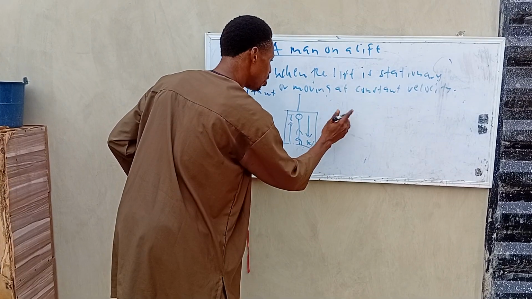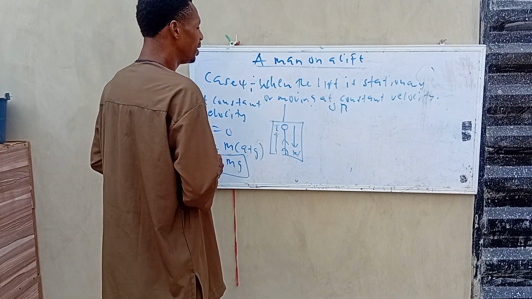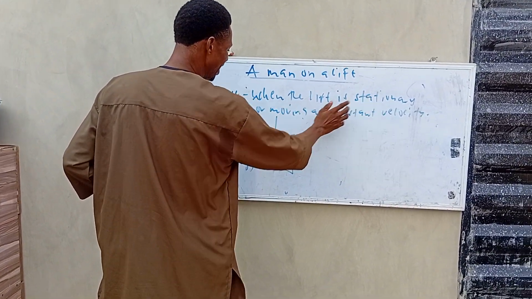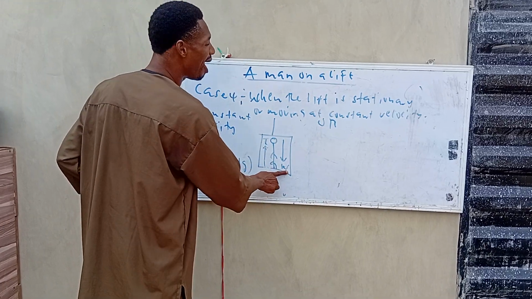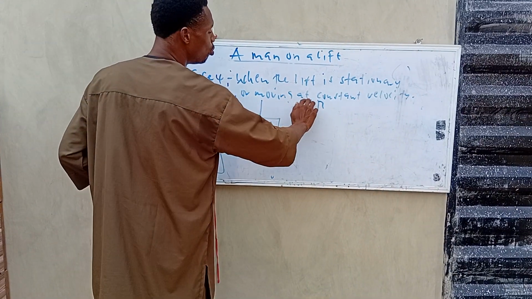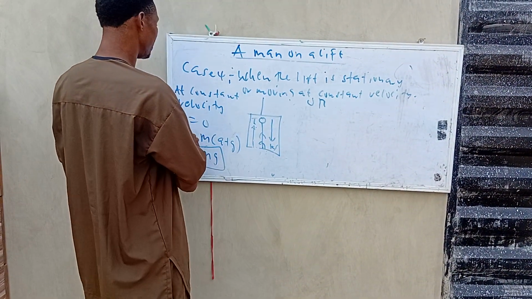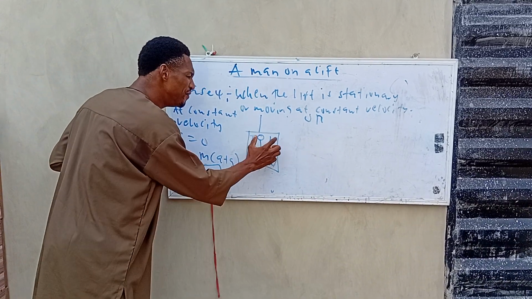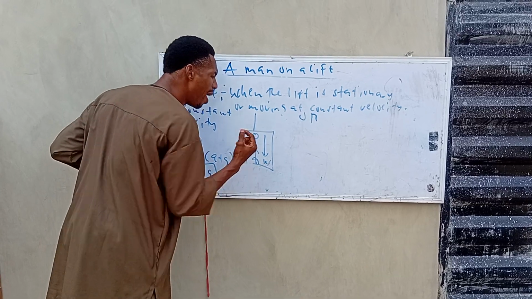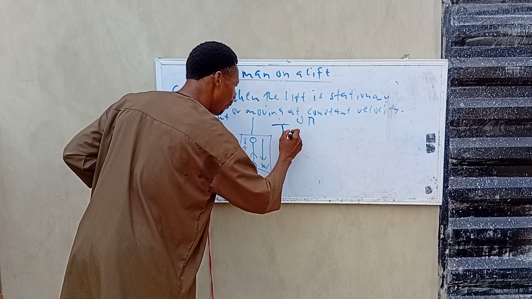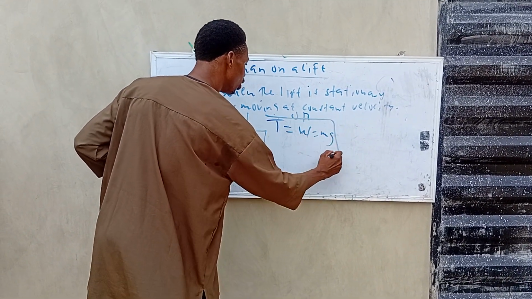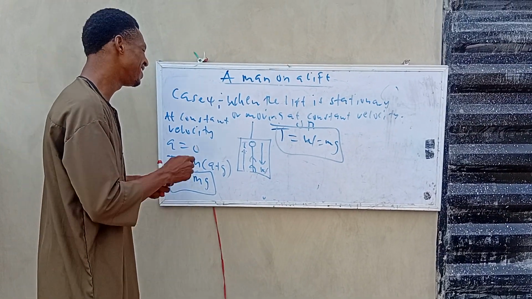Or another way you can do it: because this elevator is stationary, tension will be equal to our weight. For this lift to be stationary or move at constant velocity, A is 0, and the reaction force or the tension force will be equal to our weight. Therefore, you can just say directly that T equals weight, and weight equals mg. Please don't forget.